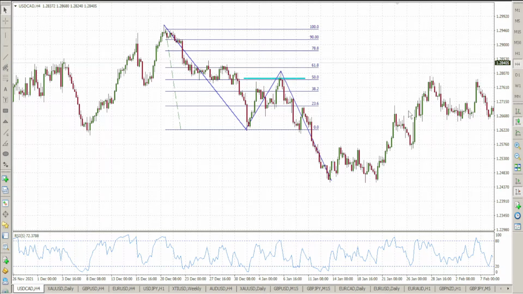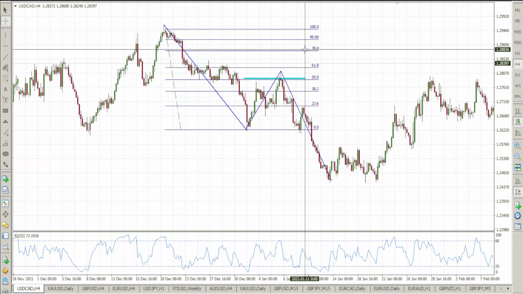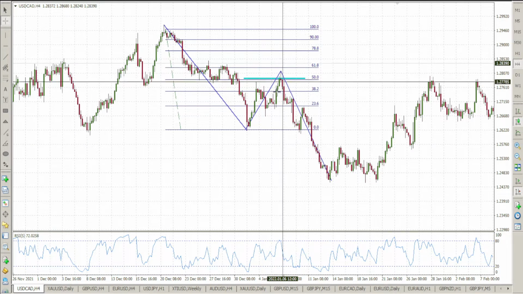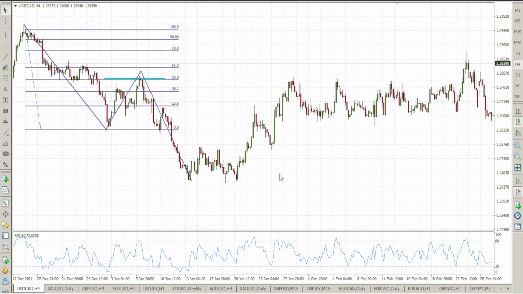Now I hope you have understood that the market is coming back down after a pullback, a retest at any Fibonacci number. It can be 61.8, it can be 78.6, even sometimes it can be 90% as well, but I don't consider that. Now let's see this one.